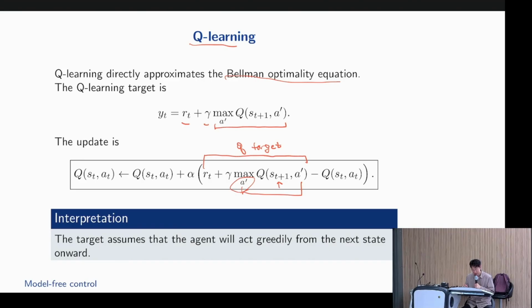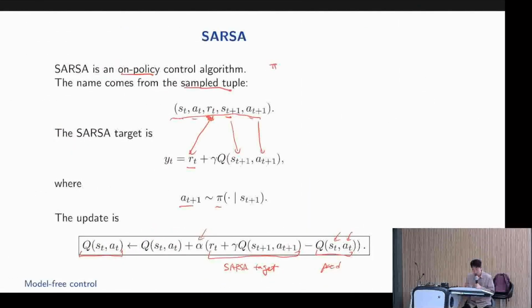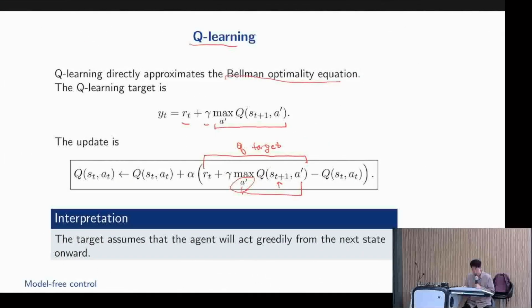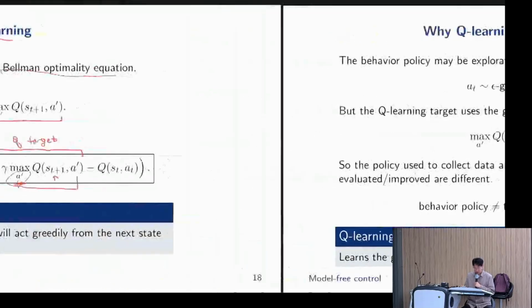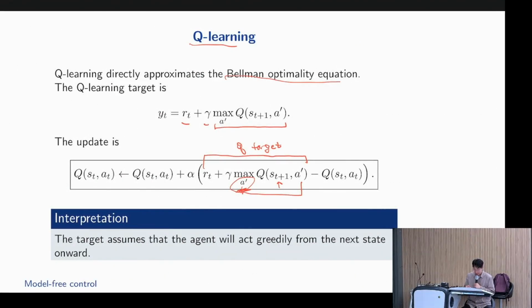In SARSA, you update your policy based on what you actually executed, but here you're updating your Q based on something that you didn't actually execute. You can do epsilon-greedy Q-learning as well. You flip a coin: with probability epsilon, you act randomly, and with probability 1 minus epsilon, you act greedily with respect to the Q value.